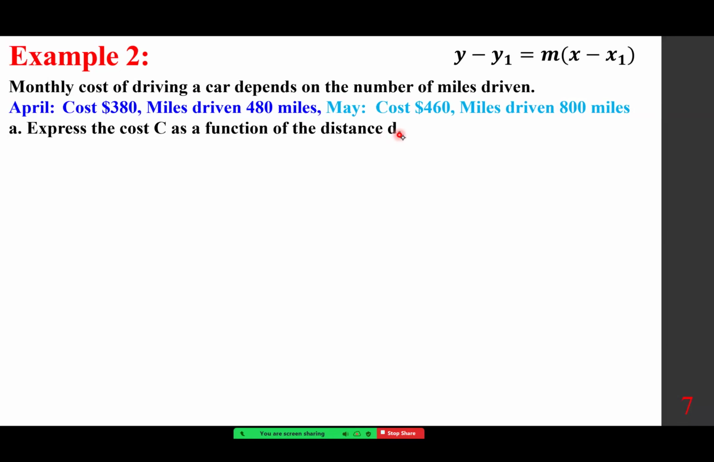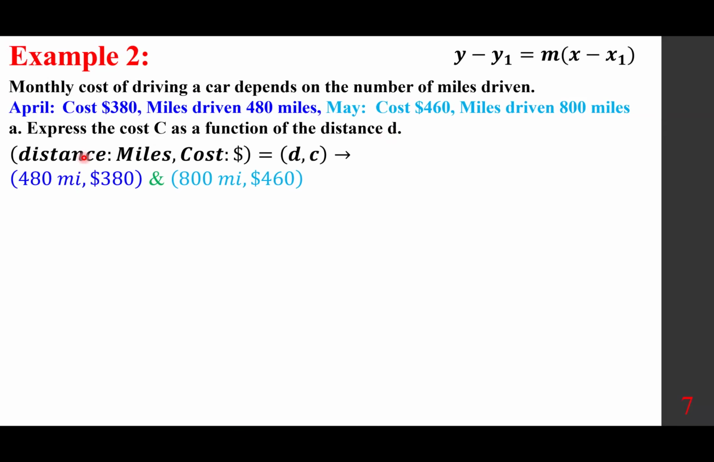So normally we have x comma y. In this case, we will have distance in miles, cost in dollars. So we're going to have (d, c). The blue one, 480 miles is the distance. The cost is 380. The cost is a function of distance. Light blue, 800 miles, cost $460. So this is the given information.